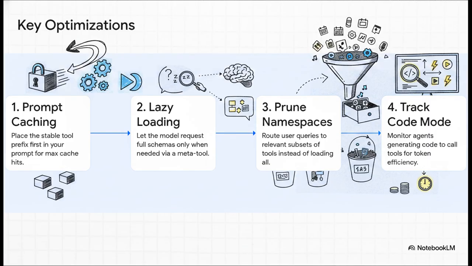Third, prune your namespaces. If a user is talking about their calendar, for goodness sake, don't load the GitHub tools. And finally, keep an eye on what's called code mode. It's an emerging pattern where agents generate client-side code to call tools, and it can be way more token efficient.